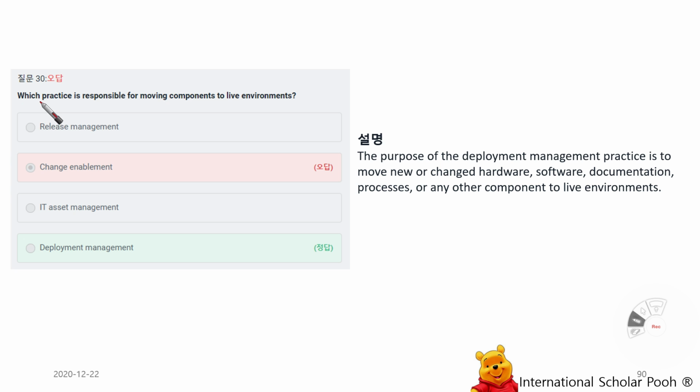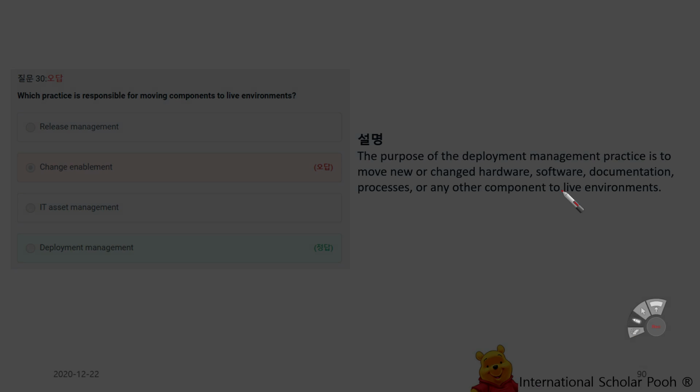Which practice is responsible for moving components to live environment? Deployment management. The purpose of the deployment management practice is to move new or changed hardware, software, documentation, process, and or any other component to the live environment.